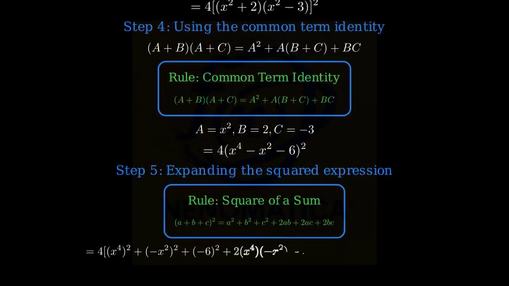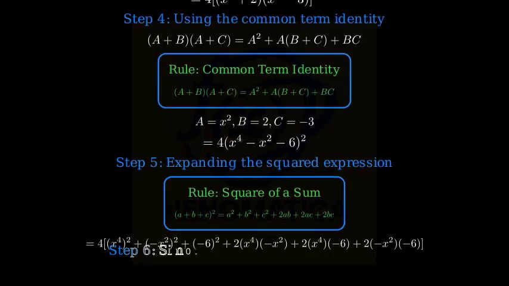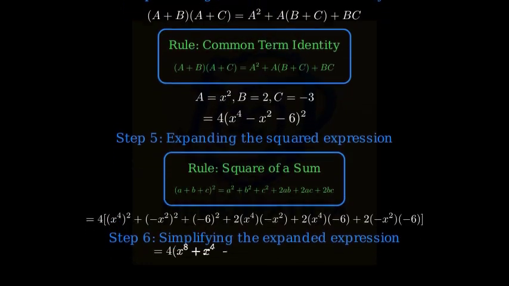Let's use the square of a sum formula, which states that (a)² + (b)² + (c)² + 2 times a times b + 2 times a times c + 2 times b times c, where a is x to the fourth, b is negative x squared, and c is negative 6. Now, we simplify the expanded expression.